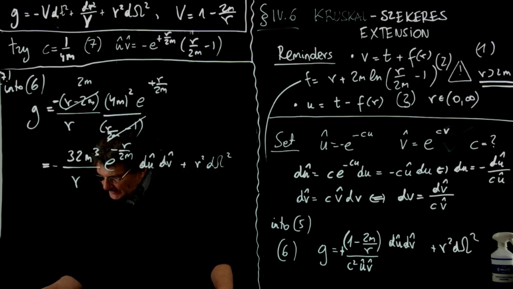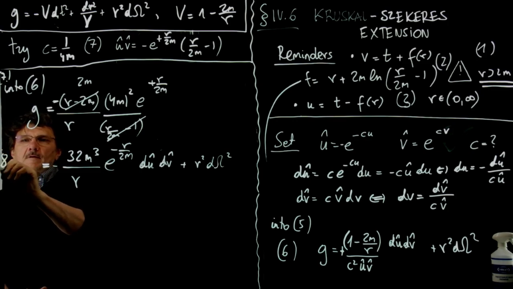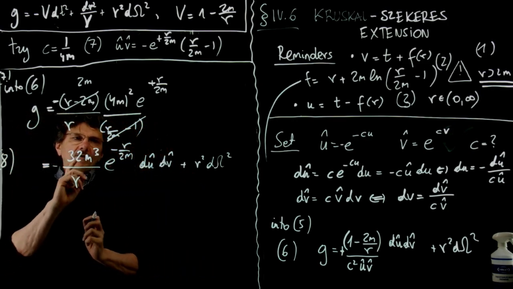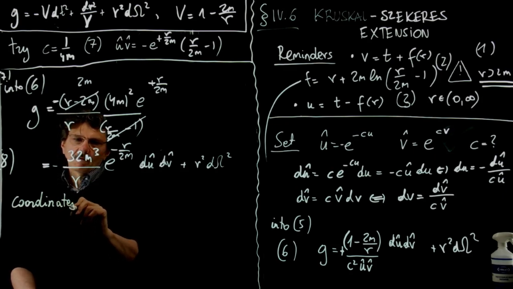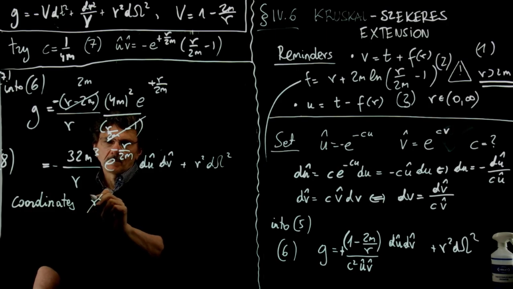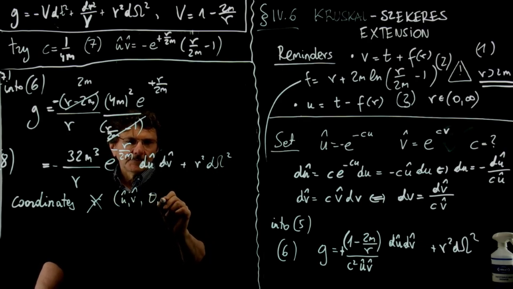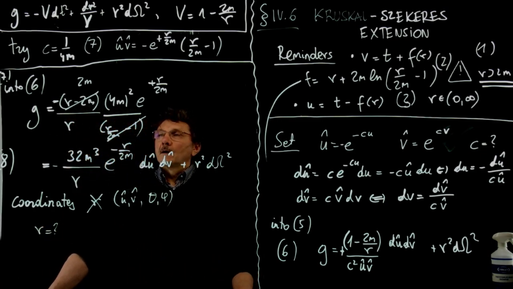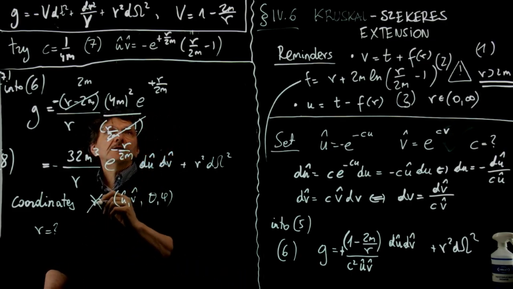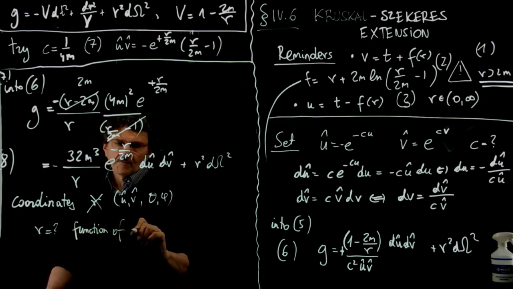So now we have the metric in the Kruskal-Szekeres coordinates. So this is going to be our equation 8. Now this is regular. So now let's see. The coordinates are u hat, v hat, and, well, theta phi. So what is r? Well, r is a function of u hat, v hat.